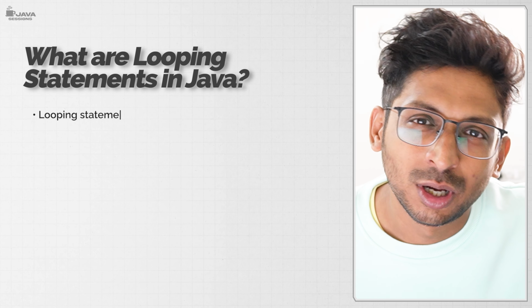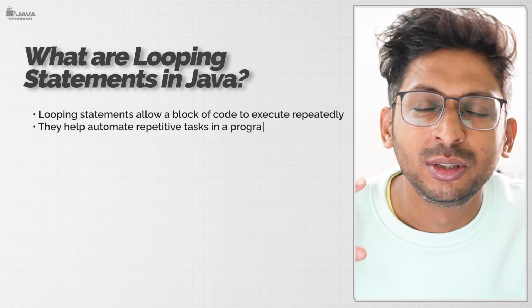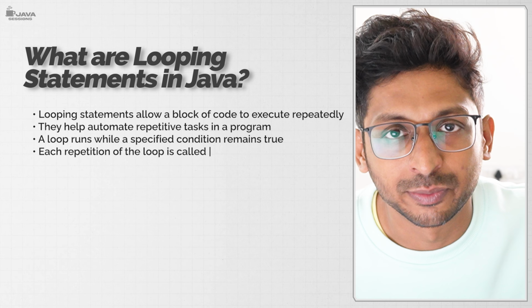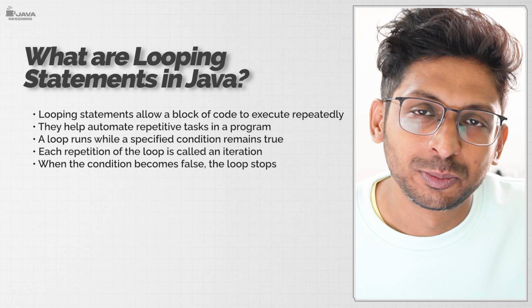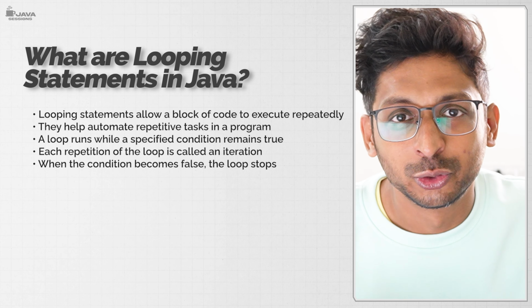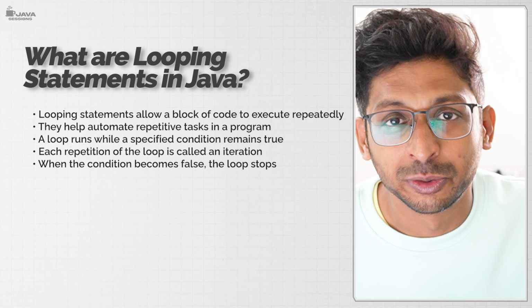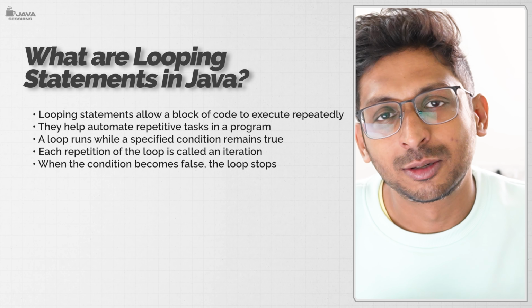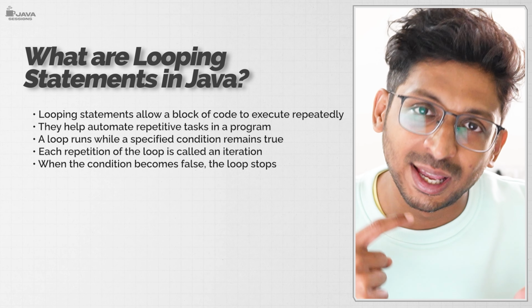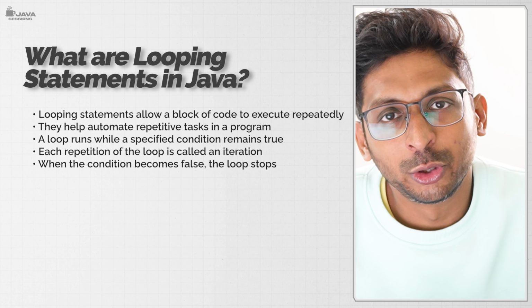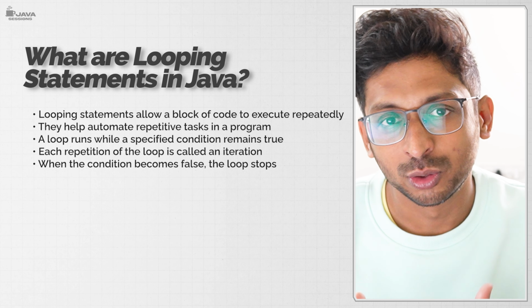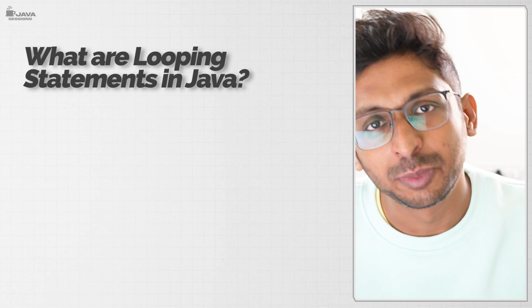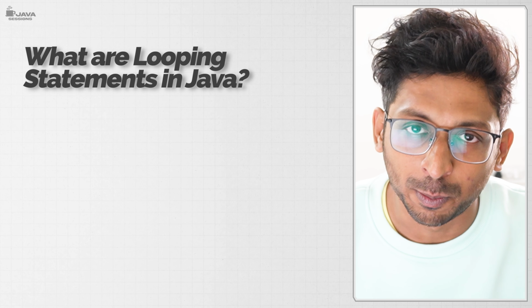Looping statements in Java allow a block of code to be executed n number of times based on a specific condition. Loops are an essential concept in any programming language. They are going to help you automate a lot of repetitive tasks, and each time that block of code runs, that is at each iteration, it is going to evaluate the condition, and based on that condition, it is going to keep repeating the task or it is going to stop doing that.